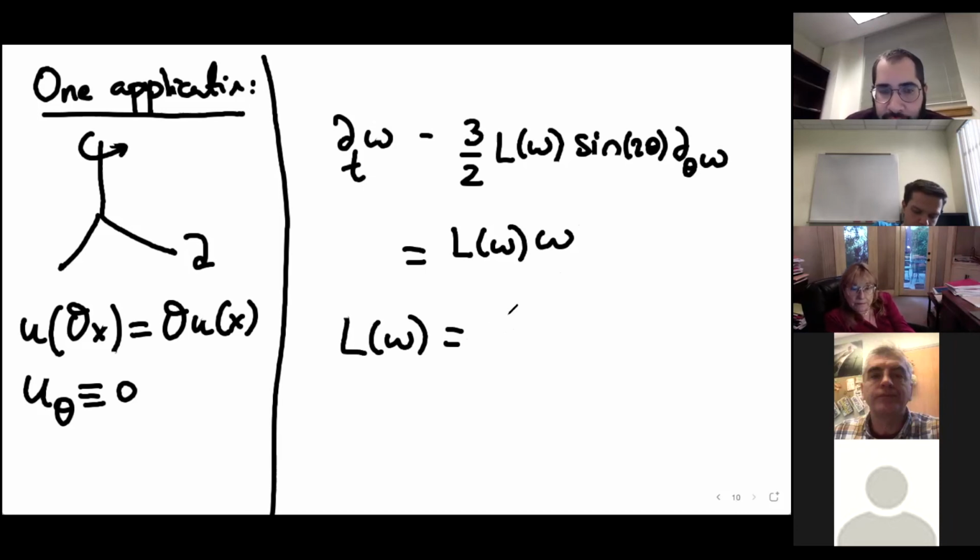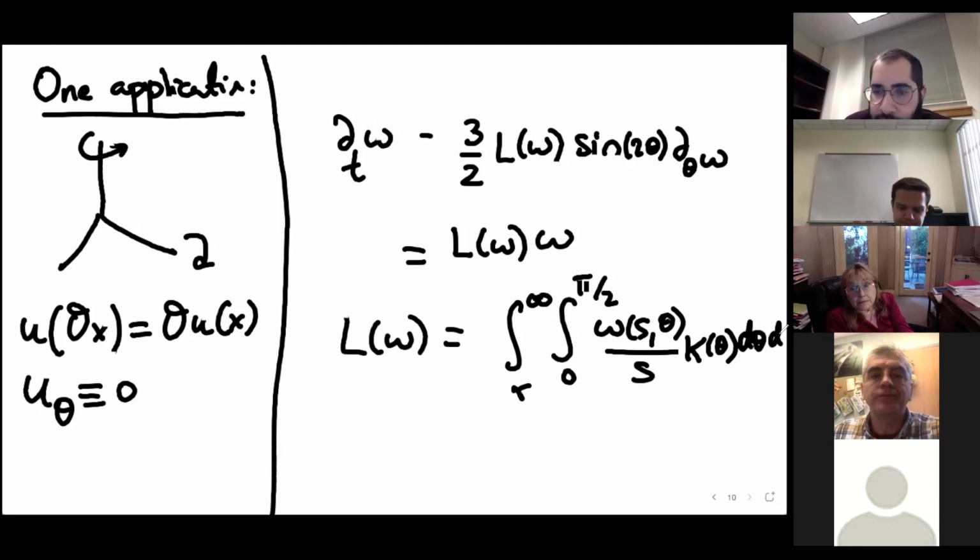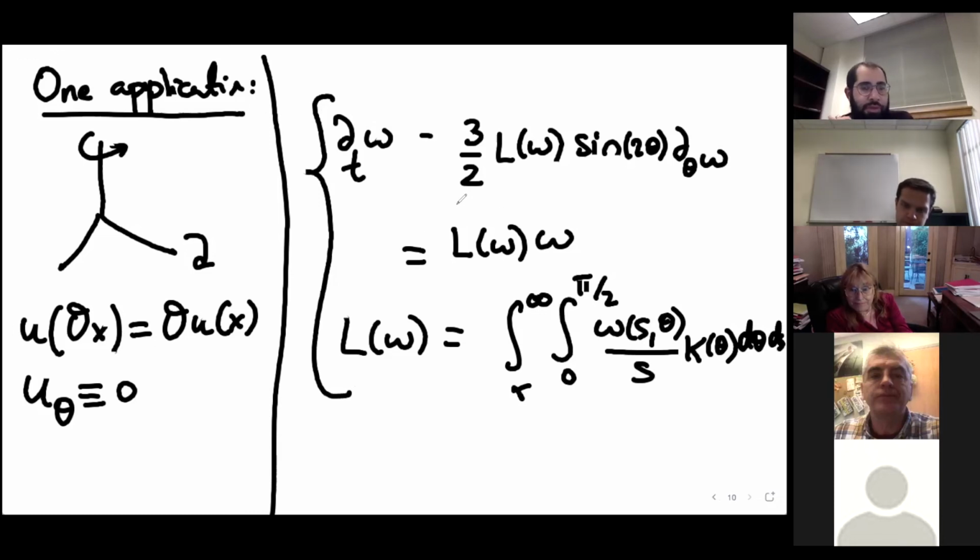It's just the integral from r to infinity, 0 to pi over 2, of omega of s theta over s times some positive kernel k d theta ds. Right, so this looks strikingly familiar. If you remember from the beginning of the talk, this looks kind of like those one-dimensional equations. And it turns out that you can just solve it.